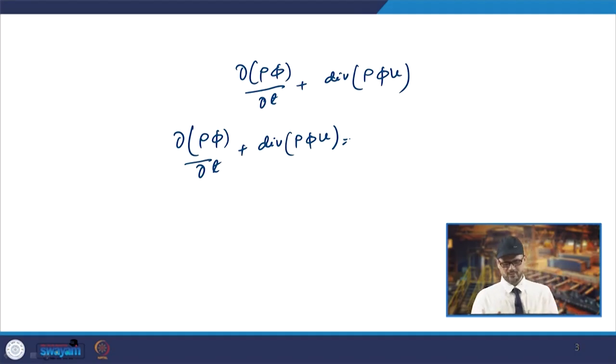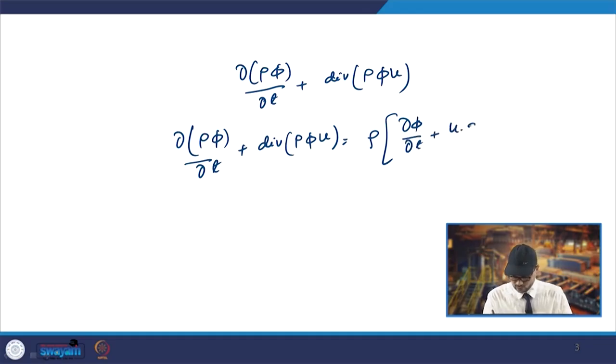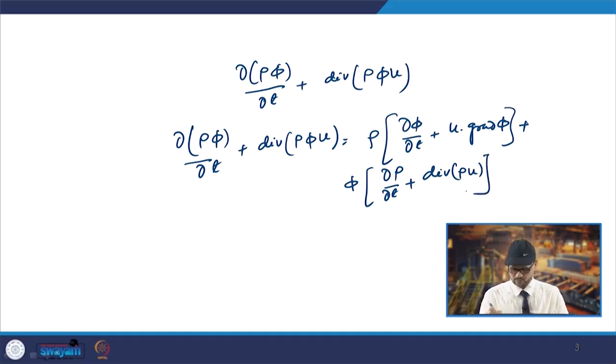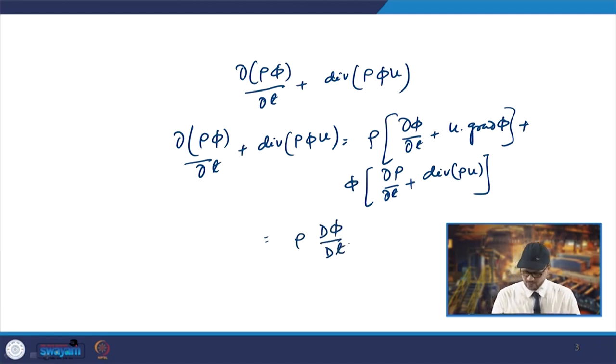it will be rho of dou phi by dou t plus u grad phi, plus phi times dou rho by dou t plus div of rho u. So that becomes equal to rho of d phi by dt. Now in this case, the term phi times dou rho by dou t is 0 because the density is constant. So that term becomes 0, and also the term div rho u becomes 0.